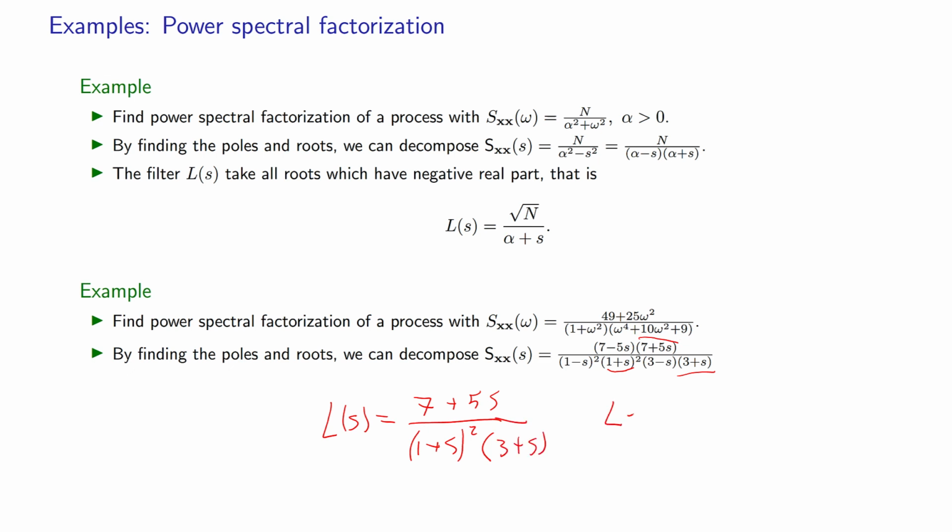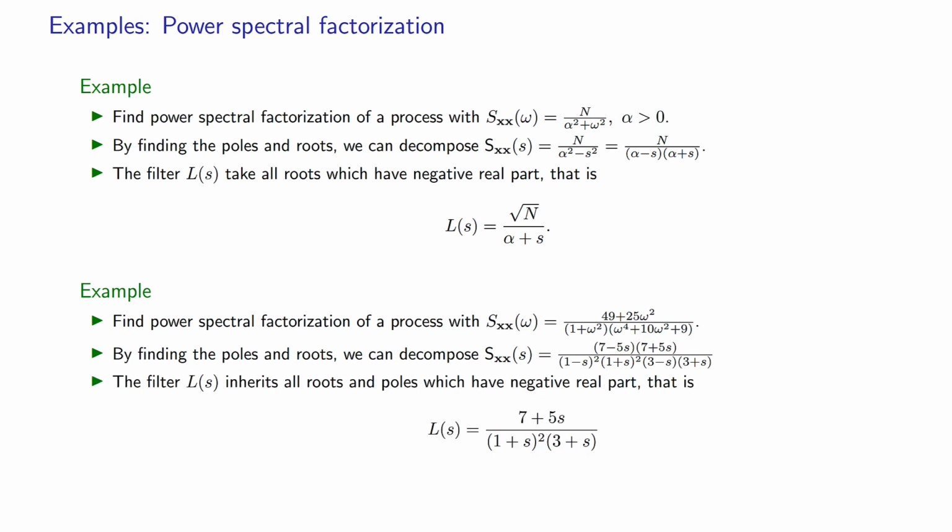And L of minus s obviously is equal to 7 minus 5s, and then 1 minus s squared, and then 3 minus s. So remember that if you replace s by minus s, you get this one, and if you multiply them together, you get this function. So the problem is solved. So this is your final solution. Obviously, for the inverse of this filter, you could change the place of numerator and denominator.